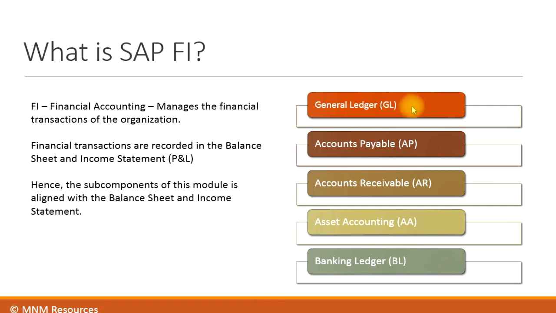First is the general ledger. General ledger is where all the financial transactions are happening. Accounts payable. So anything which you need to pay to someone is called accounts payable. For example, all your outstanding vendor payments. If you have any outstanding loans from the banks, that is all called accounts payable.